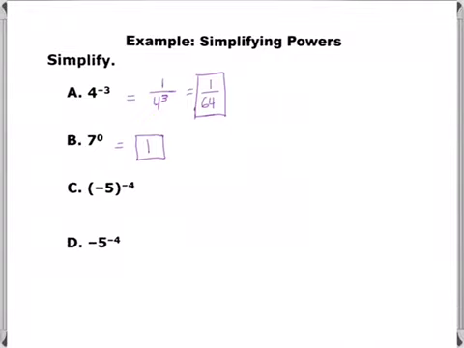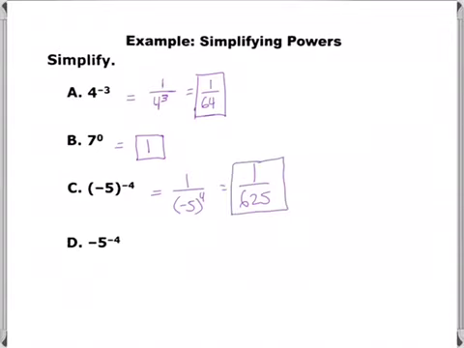Here we have negative 5 in parentheses to the negative fourth power. To get rid of the negative exponent, we move the negative 5 underneath, and we change it to a positive 4. Now we're going to figure out the negative 5 to the fourth power. Remember to use your parentheses, and you should get 1 over 625.